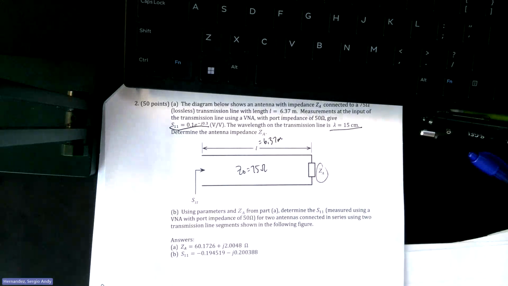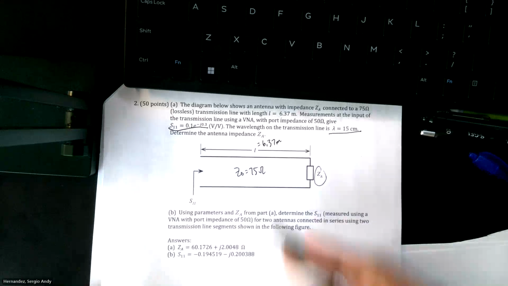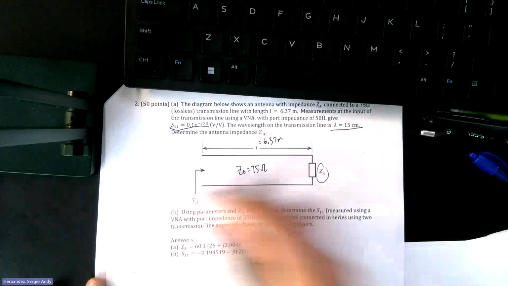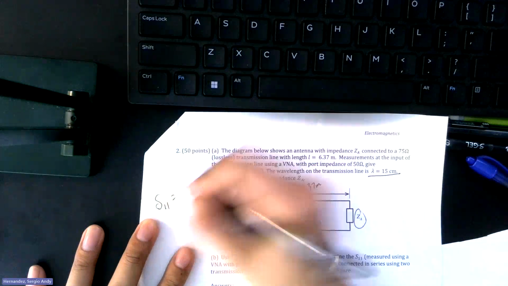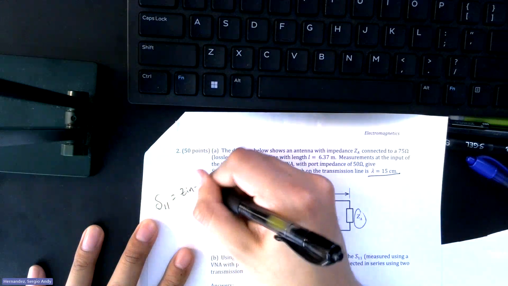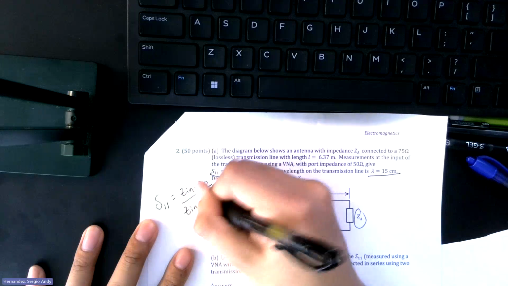So anytime he gives you S11, you immediately want to use that one formula, right? Because you're given S11 and you're usually always going to be given the characteristic impedance of the transmission line. So the only thing you'd be missing is that Zn. S11 equals Zn minus Z naught over Zn plus Z naught.